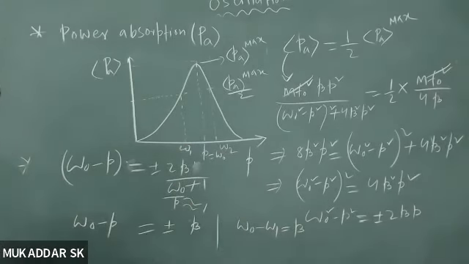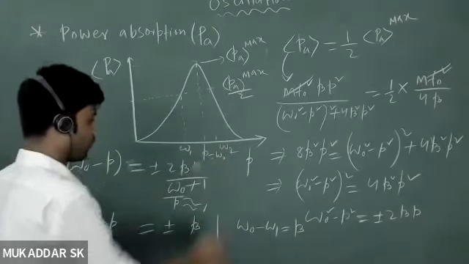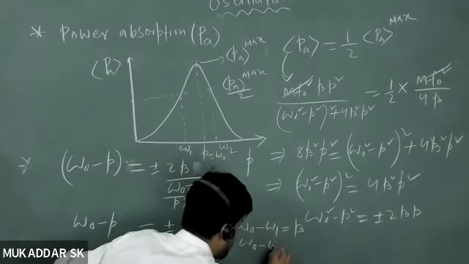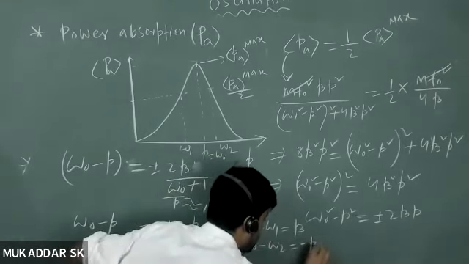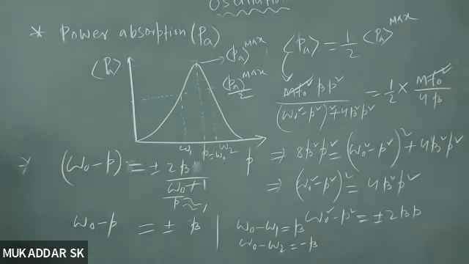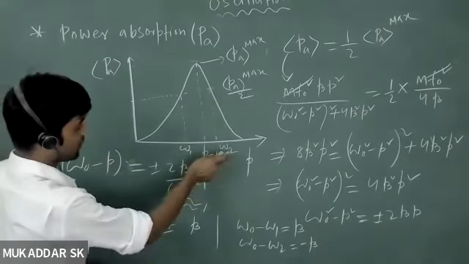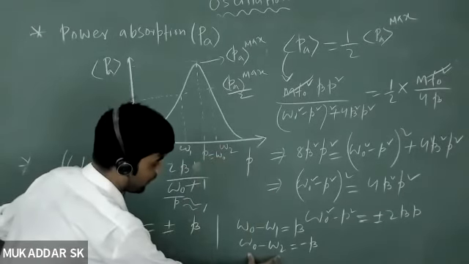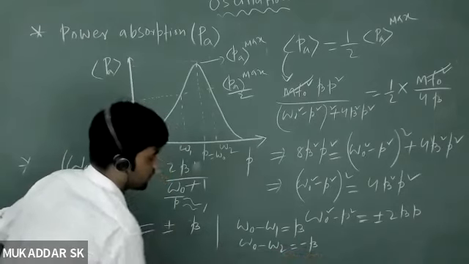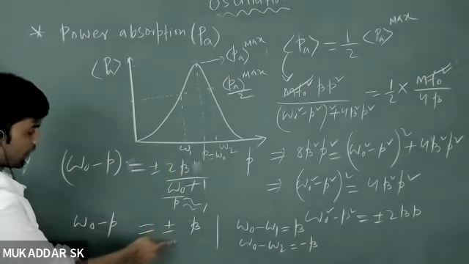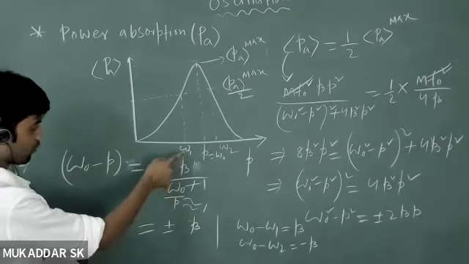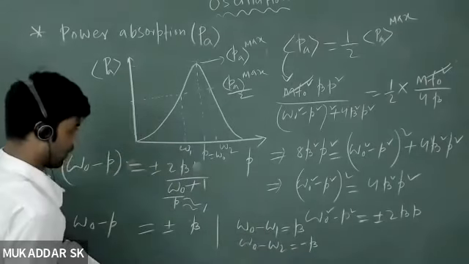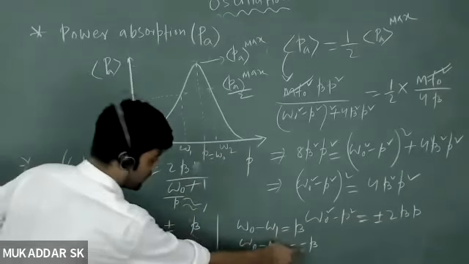When you take P equals omega 2, then you will get omega naught minus omega 2 equals minus beta, because omega 2 is large as compared to omega naught, right? So of course this value will be negative, so that's why you have to take the minus sign. So it can be plus or minus. When you take P equals omega 1, you get plus beta. When you take P equals omega 2, you get minus beta.